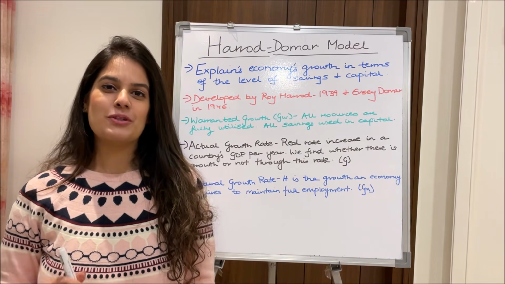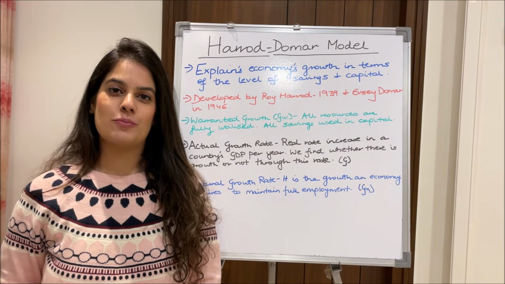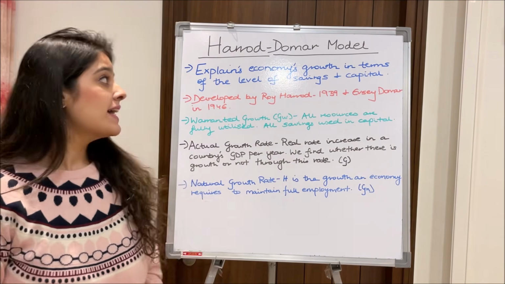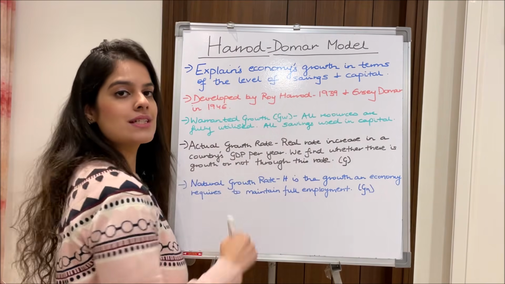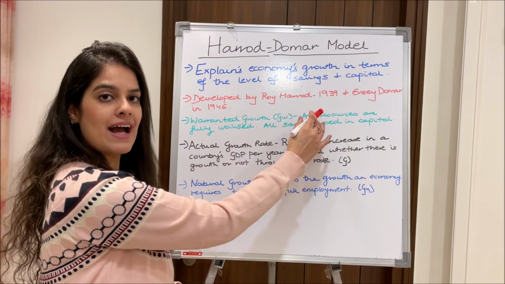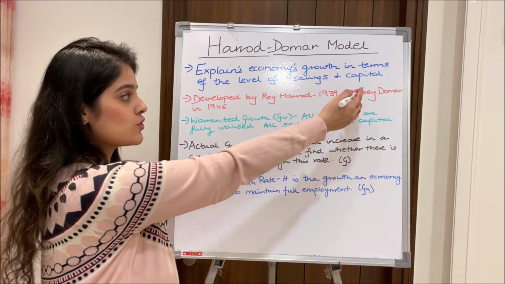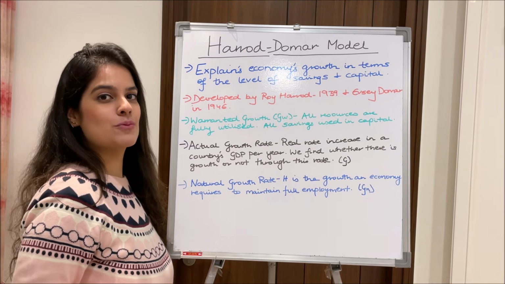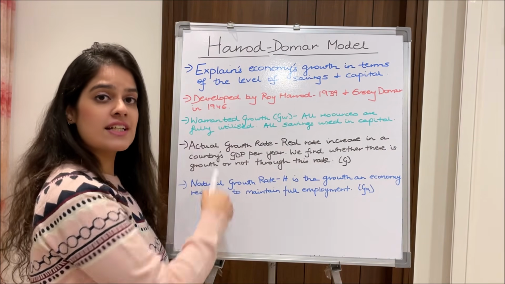So firstly, coming to the background and the introduction of the Harrod-Domar model. The Harrod-Domar model is a Keynesian model of economic growth. It explains an economy's growth in terms of level of savings and capital. It was developed by Roy Harrod in 1939 and Domar in 1946, and later on was combined and known as the Harrod-Domar model. It explains three types of growth.